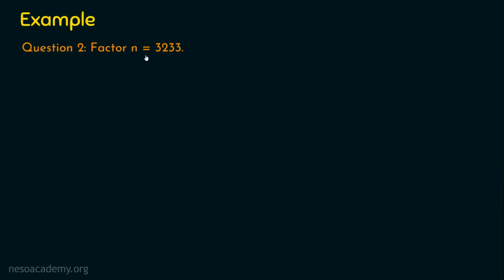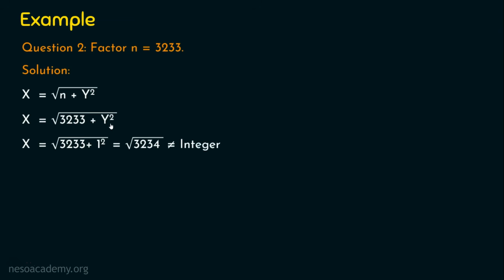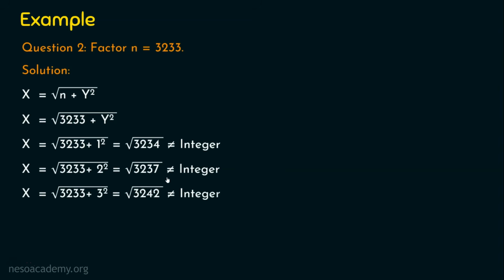Factor n is equal to 3233. Let's solve this now. We know the formula is x is equal to square root of n plus y square. We will apply the value of n here in this equation. We get x is equal to square root of 3233 plus y square. So we will start applying with the value 1. When you apply the value 1 to y, we don't get an integer. When we apply the value 2, you won't get an integer. When you apply the value 3, still you won't get an integer.